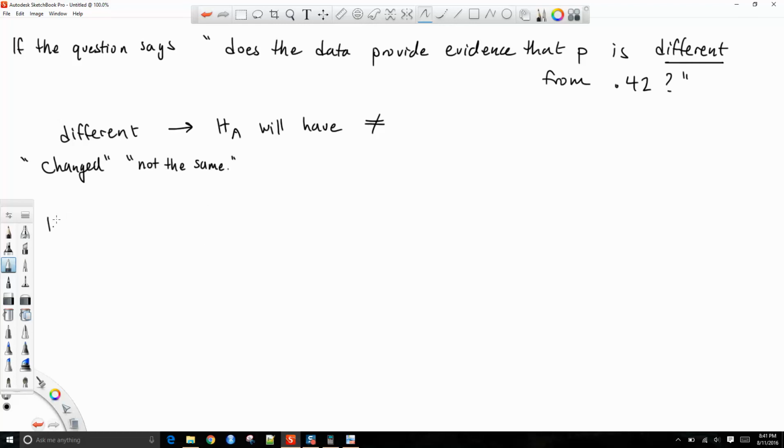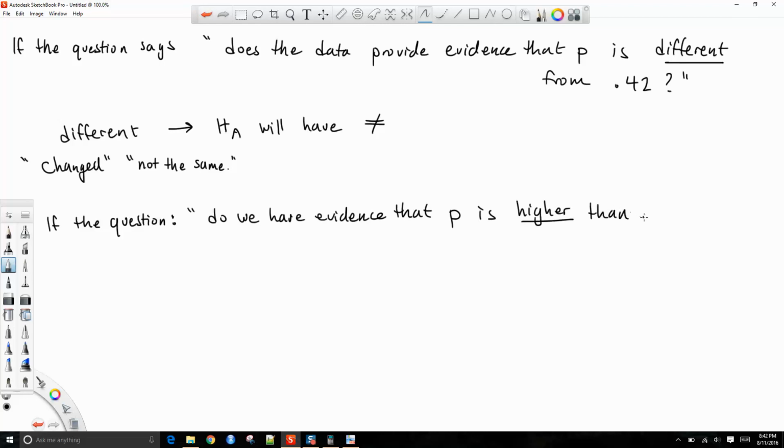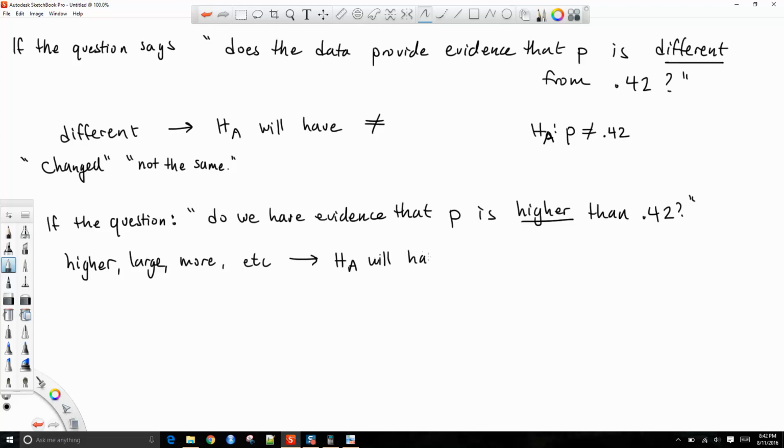All right. If the question says, okay, do we have evidence that P is higher than 0.42? Okay, so in our case we'll have, I'm sorry, alternative. Then over here, higher, larger, more, etc. means the alternative will have a greater than sign. So here we're going to have the alternative is P is greater than 0.42.